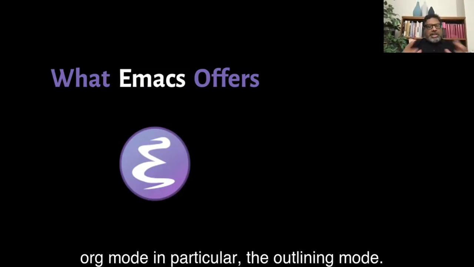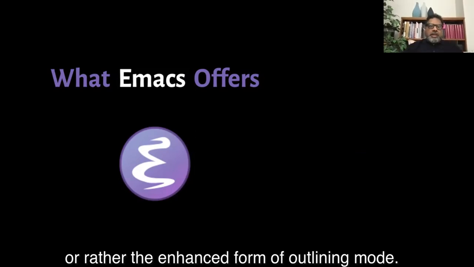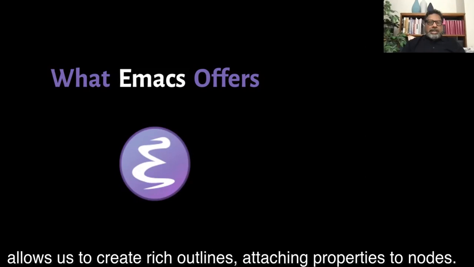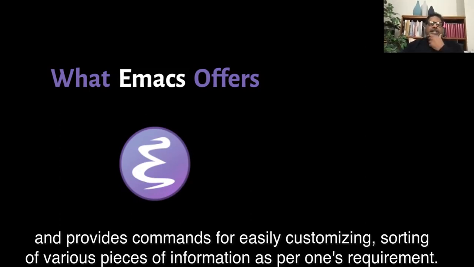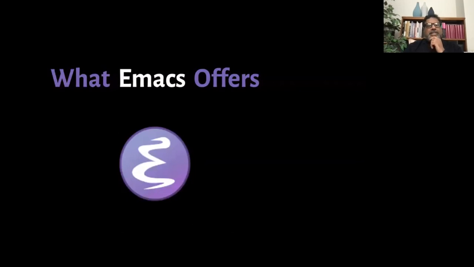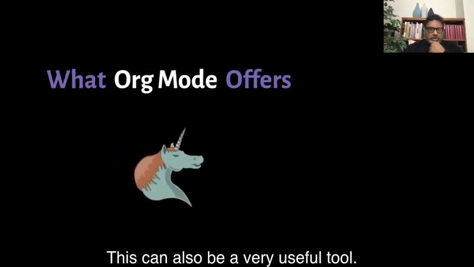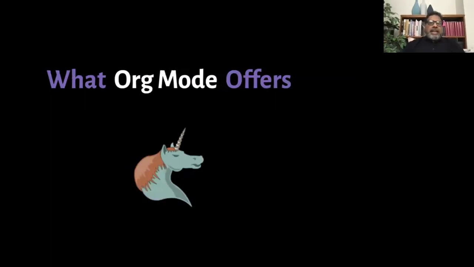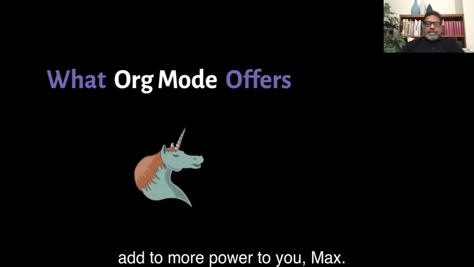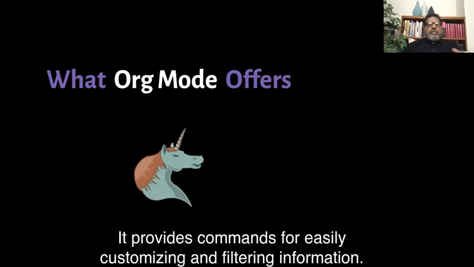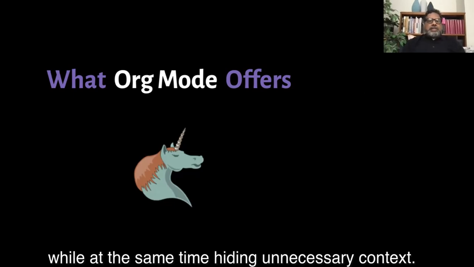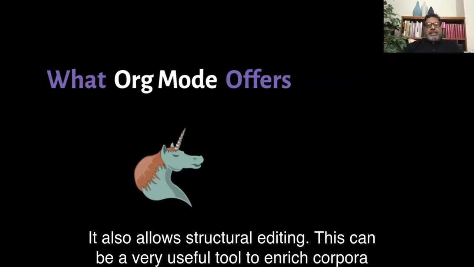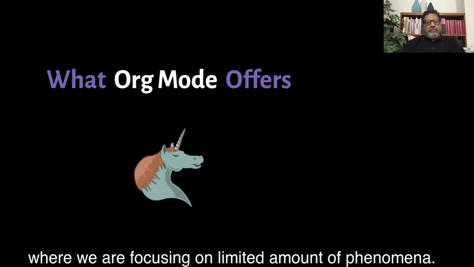Org mode, in particular the outlining mode, or rather the enhanced form of outlining mode, allows us to create rich outlines, attaching properties to nodes, and provides commands for easily customizing sorting of various pieces of information as per one's requirement. This can also be a very useful tool. This enhanced form of outline mode adds more power to Emacs. It provides commands for easily customizing and filtering information while at the same time hiding unnecessary context. It also allows structural editing. This can be a very useful tool to enrich corpora where we are focusing on a limited amount of phenomena.